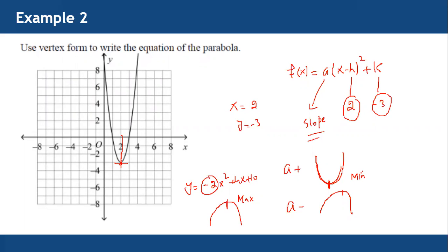Professor, there is a question in the assignment, 'open' with a question mark in front of it. Does it mean if it opens up or down? Yes. Open upward or downward depends on the value of a. If a is positive, it opens upward. If a is negative, it opens downward.